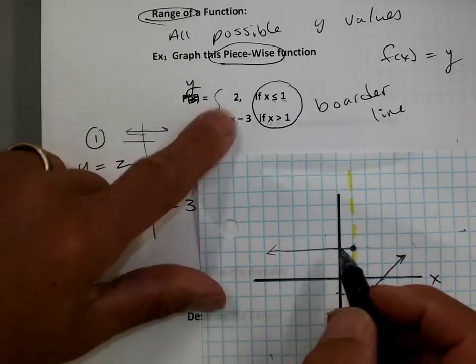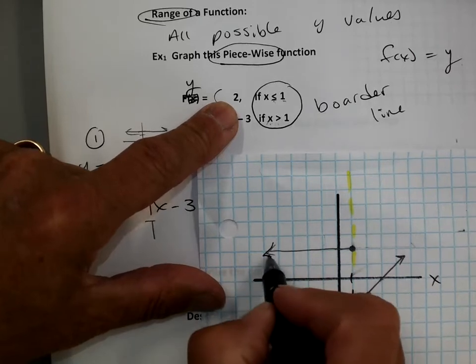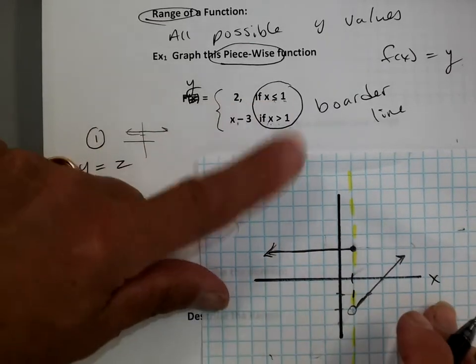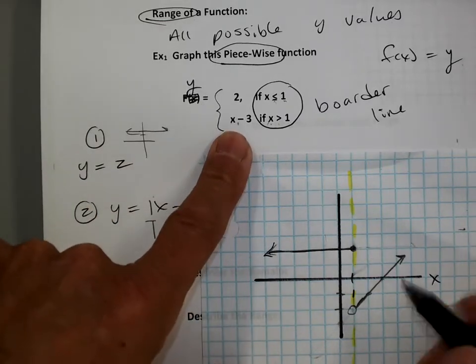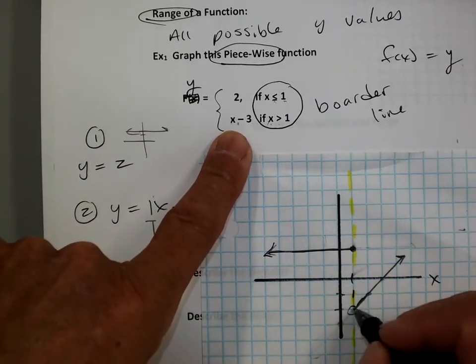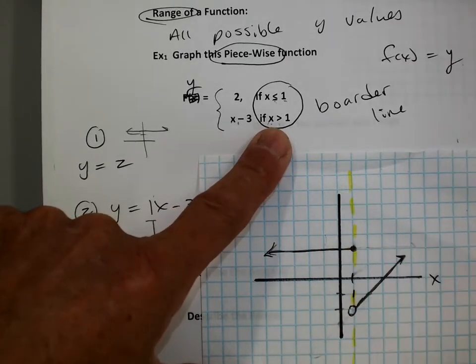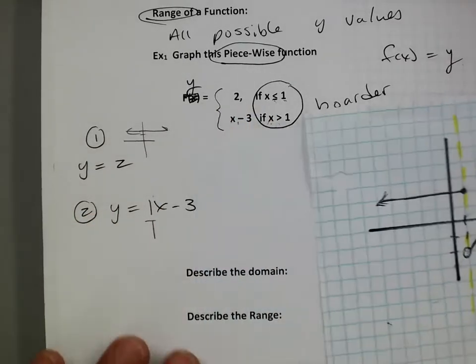I've got y is equal to 2, but it's less than or equal to 1, so only this part of it. And I have y is equal to x minus 3, that's this line, but I only have this piece of it greater than 1, okay? It is a function. Now let's talk about domain and range.